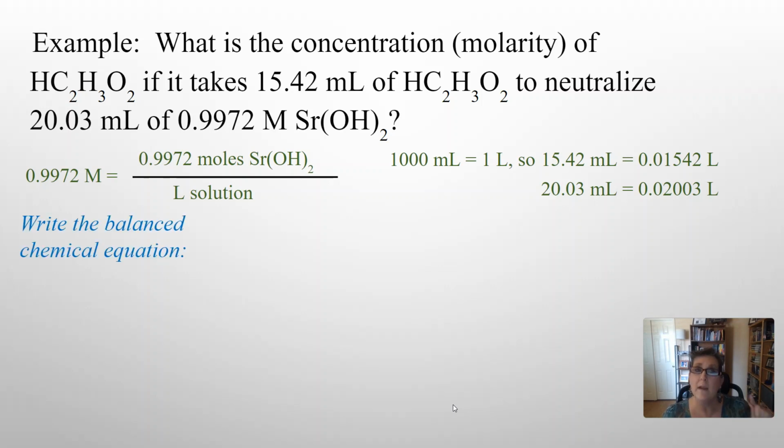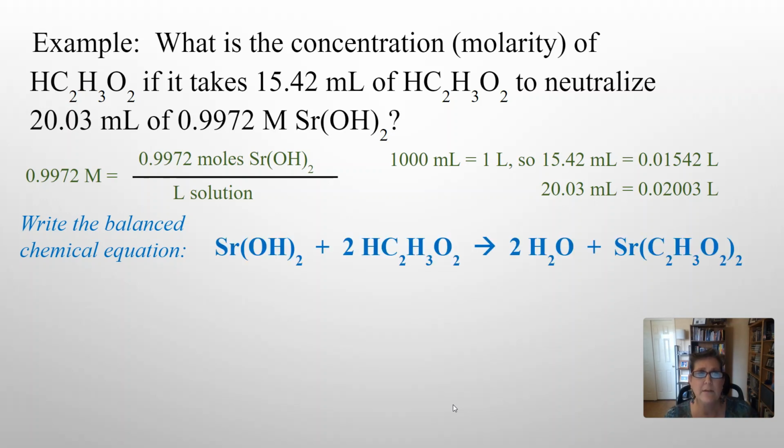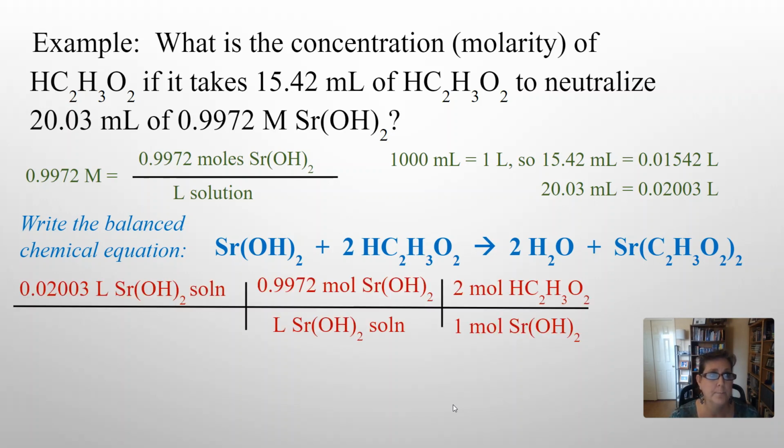We need a balanced equation. So this is again an acid-base reaction. We have an H in front of the vinegar, acetic acid, and we have an OH in back of strontium hydroxide. So we have an acid-base reaction. There we go. It is balanced. Again, I left off the states just because it's getting busy. All right, let's do this calculation, similar to what we're going to be doing in lab.